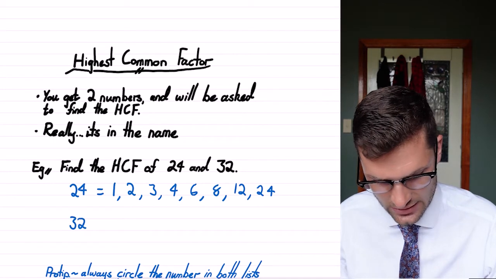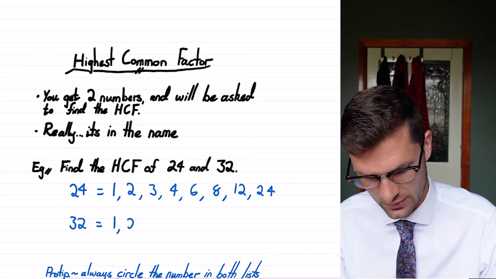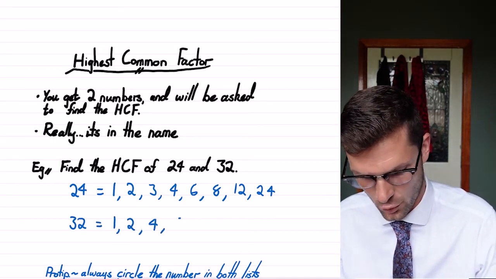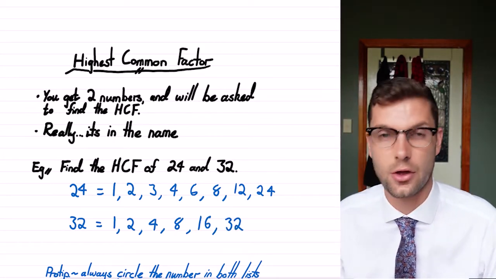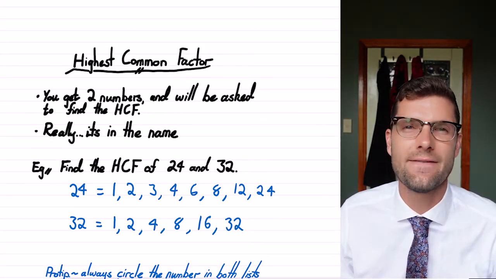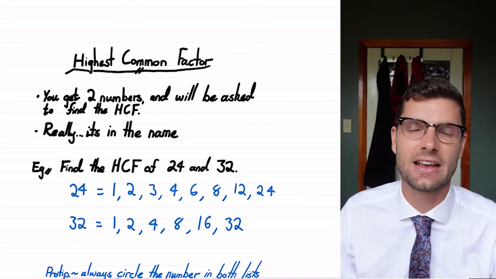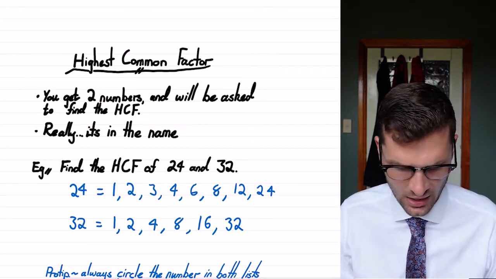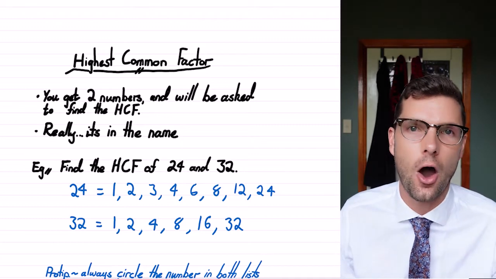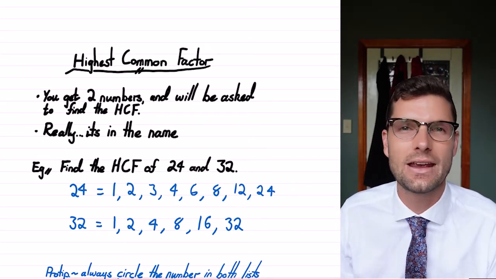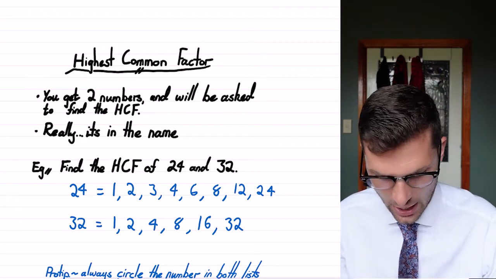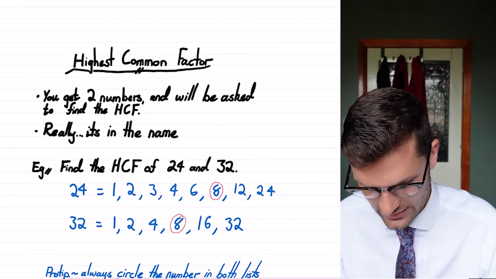Then I just have to do the exact same thing for 32. So it's got 1, 2, 4, 8, 16, and 32. If you are struggling to find factors quickly, please go back to the last video and have a watch through that one. Because we're looking for the highest common factor, we are looking for the biggest number that's in both lists. And we can see that it's 8.